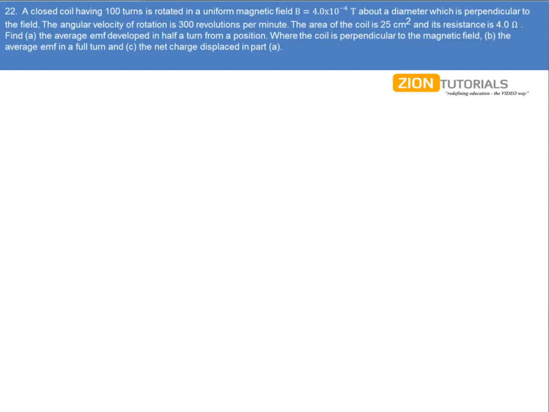A closed coil having 100 turns is rotated in a magnetic field B equal to 4 into 10 to the power minus 4 Tesla about a diameter which is perpendicular to the field. So here N is 100, that is the number of turns. Magnetic field is given as 4 into 10 to the power minus 4. The omega, that is the speed with which it is rotating, is given as 300 revolutions per minute.